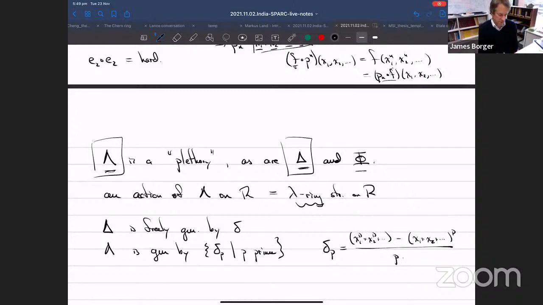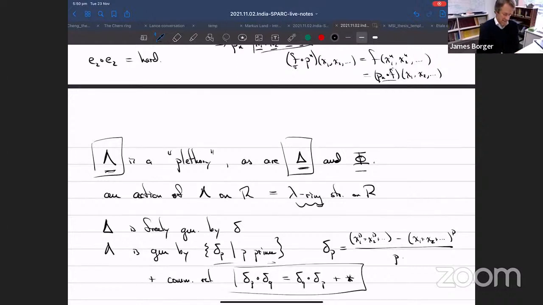So this is a symmetric function in variables x1, x2, and so on with integer coefficients. So it's in lambda. And it turns out that lambda is generated by all of these plus a commutation relation with respect to plethysm. So if you have two primes, there will be a relation that they satisfy.